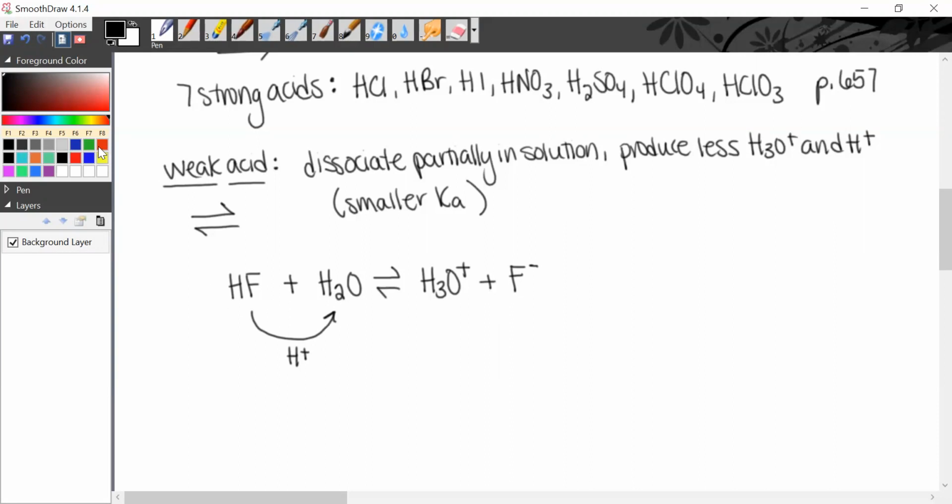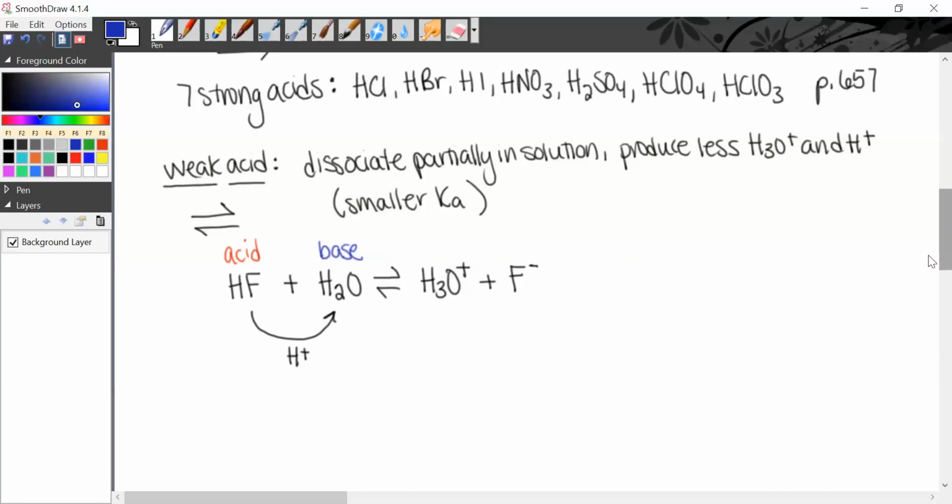Okay, so let's label everything. Okay, let's label the HF as an acid. Now, if acids are H plus donors, okay, then bases must be H plus acceptors. Like they're kind of the opposite of acids, okay? So the water in this case is acting as a base.